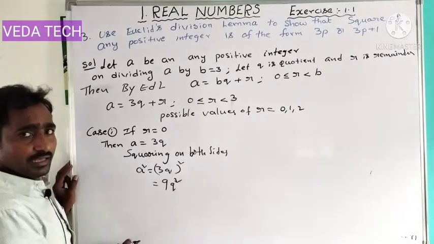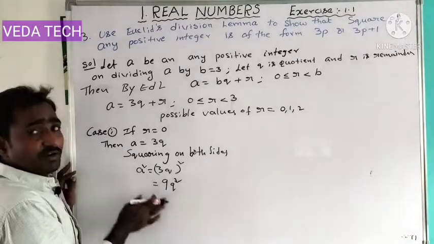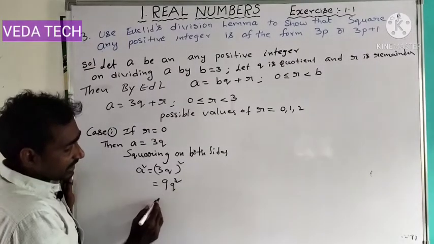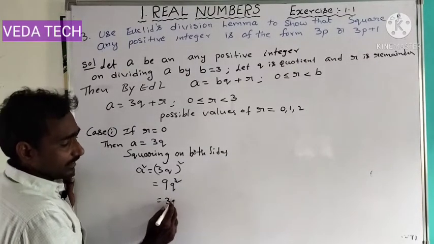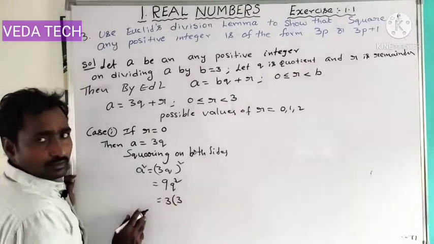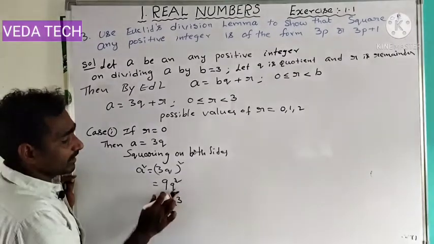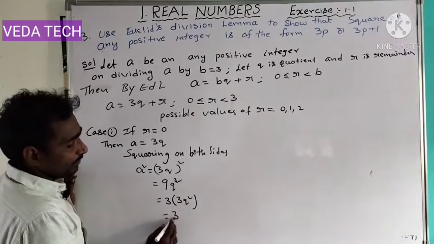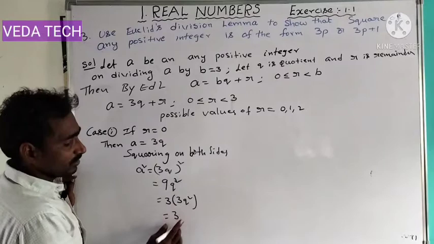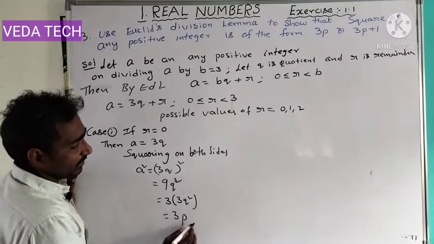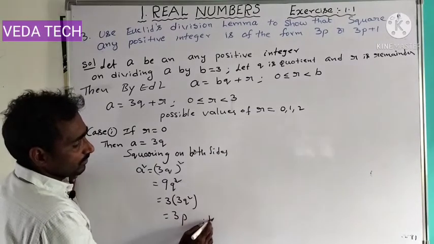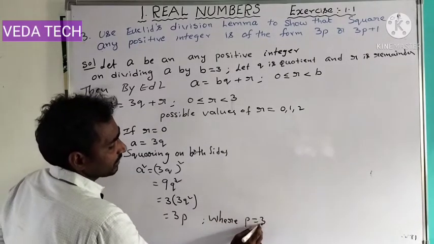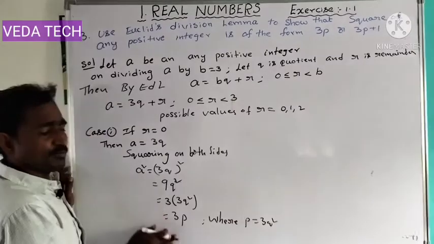Here we want a square in the form of 3p or 3p plus 1. So 9 can be written as 3 into 3, and the remaining value is 3q square. So a square is equal to 3p, where p is equal to 3q square. Therefore a square is in the form of 3p.